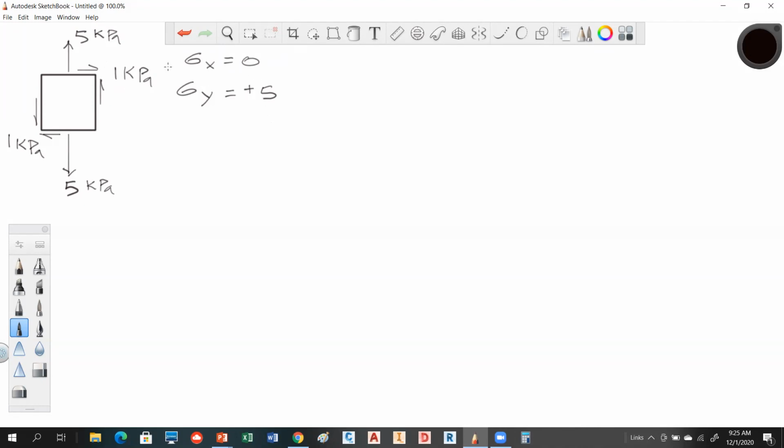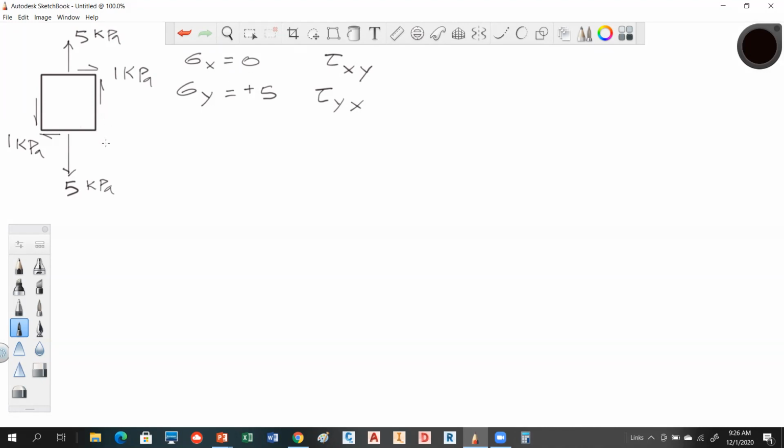Mm-hmm. Now this one's a little bit more confusing. Okay, so let's just look at this real quick. But you got the idea. So this is saying that I'm x and this is a yx. Okay. So what this is saying to you is this is the shear along the x face in the y direction.